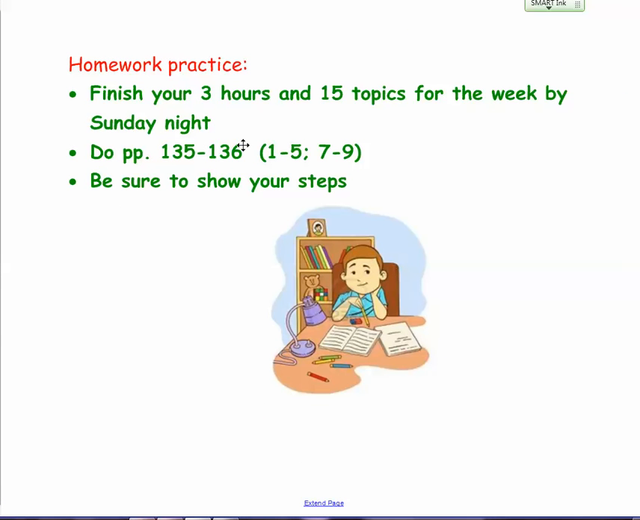And you have a little bit of practice to do. It's in your book right here, and remember, by Sunday night you need 3 hours and 15 topics. And those of you that have finished the green and orange slice of your pie on Alex, remember, you just need to do 7 to 8 topics.